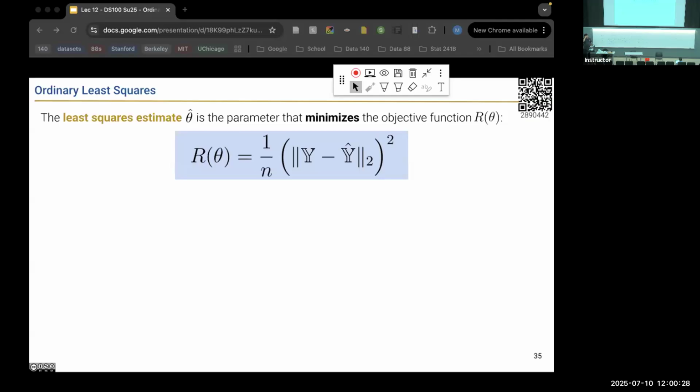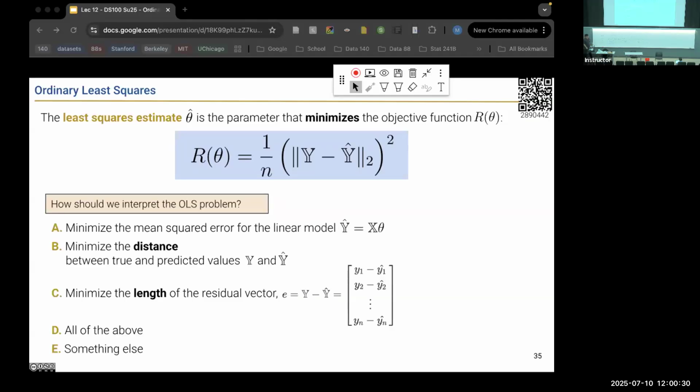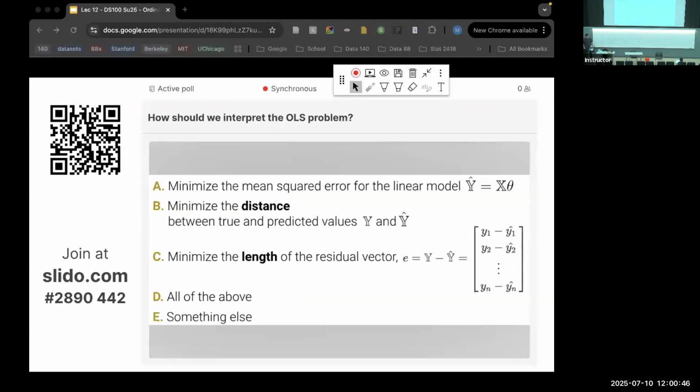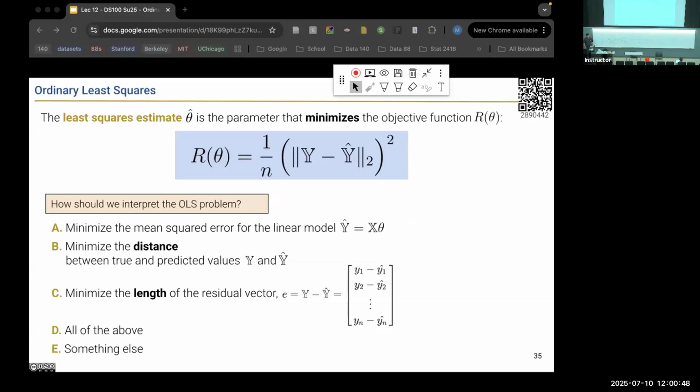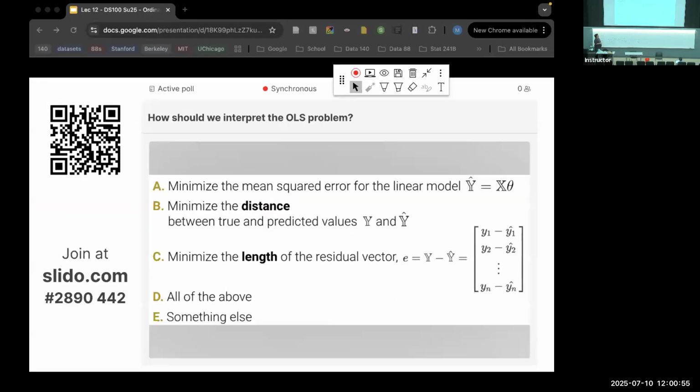So based on this, let's do another Slido. Which of the following are valid interpretations of the OLS problem? I have three choices. You can also choose all of them or none of them. Take a second, talk to your neighbors. I'll write the expression on top again, so you can have a reference.